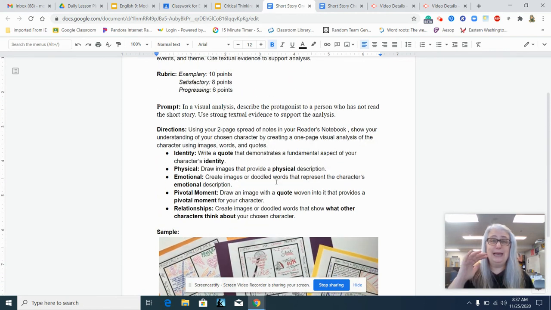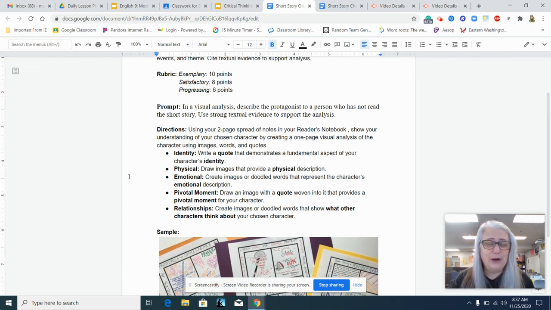On an 8x10 piece of paper, like a regular piece of printer paper, using your 2-page spread of notes, I want you to show your understanding, your analysis of your chosen protagonist. These are the things I'm really looking for. So identity: write a quote from the story that demonstrates some fundamental aspect of the character's identity.